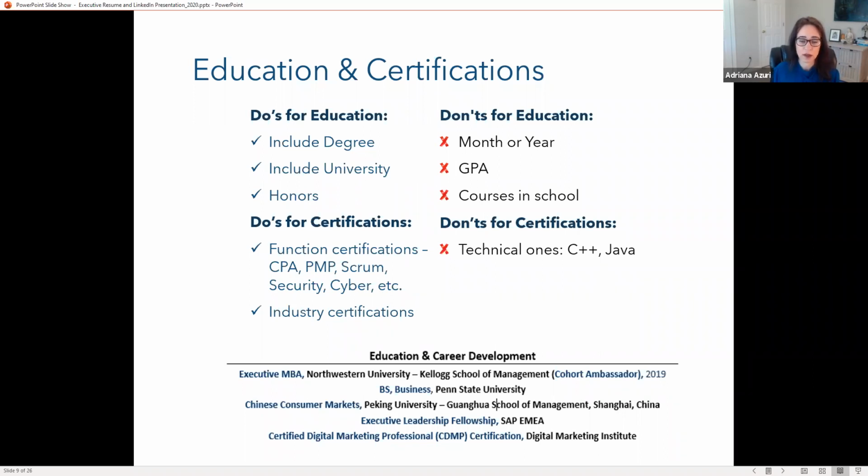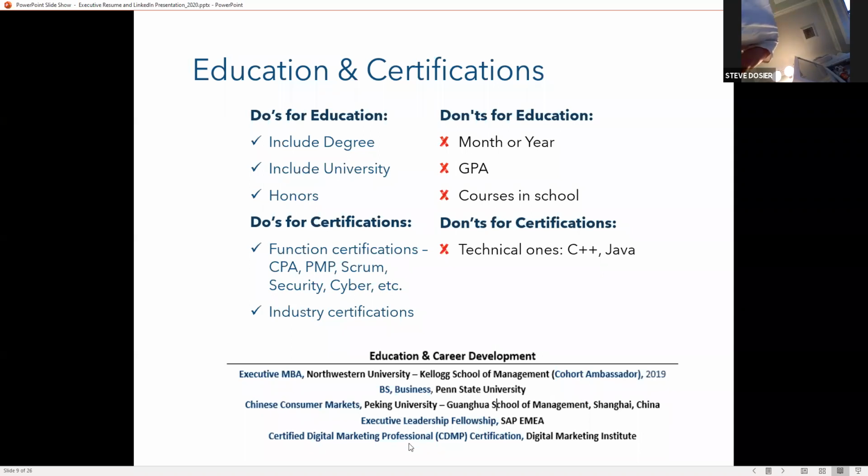So what you do want to include are certifications that are functional and relating to what you've done and what you're going to be doing, right? So if you're a CPA, if you're a Scrum Master, if you've got security expertise and certifications, do include those things. At the bottom here, you can see some of the ones that I included as well.